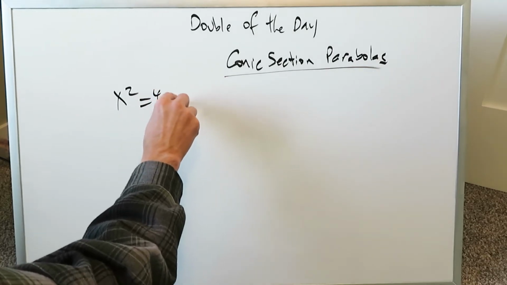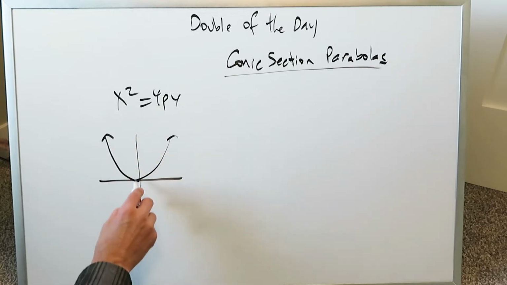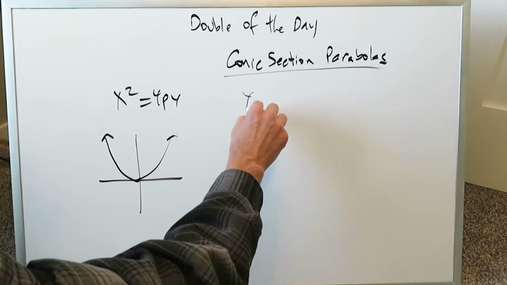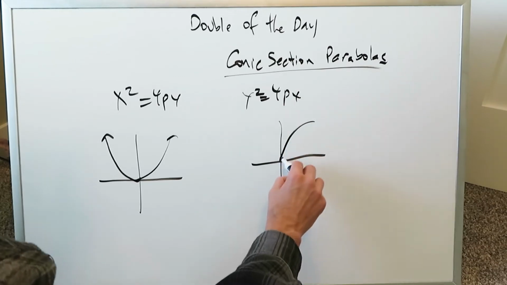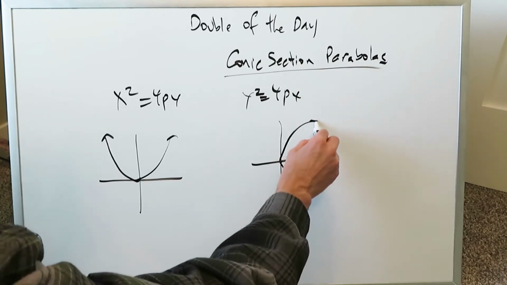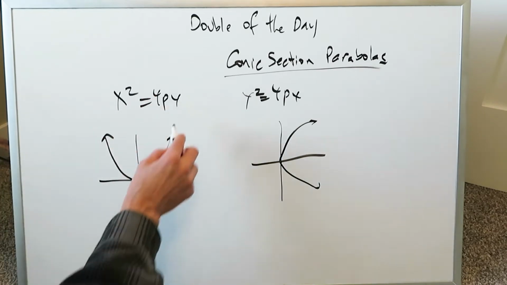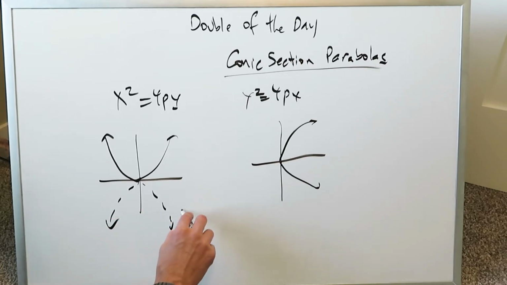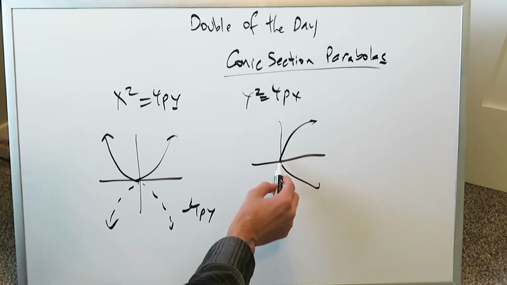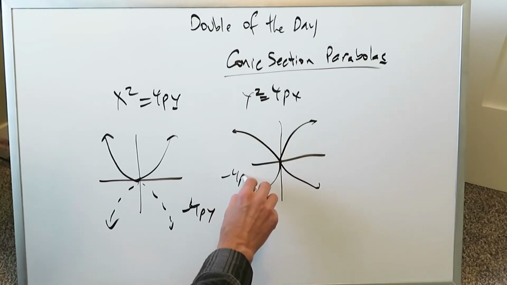x squared is equal to 4py, which is the shape of a parabola angled upwards with a vertex here at the origin, and then y squared is equal to 4px, a parabola which, of course, has its vertex at the origin but is angled towards the right. If you're looking at x squared is equal to 4py, then the exact reflection of it is x squared equals minus 4py. And if you're looking at a parabola which is reflected in the other direction, that'll be y squared equals minus 4px.